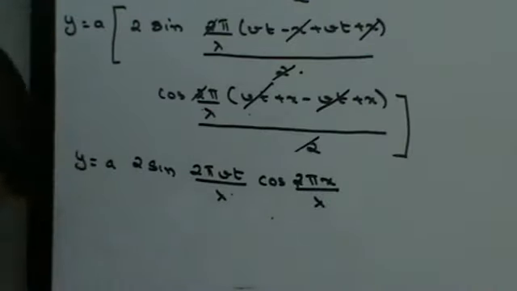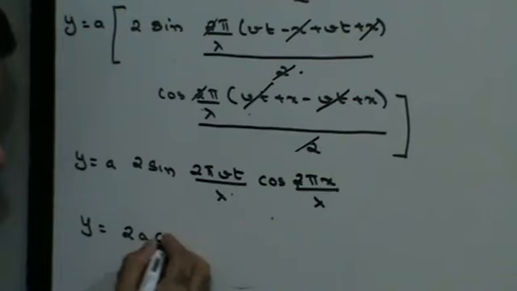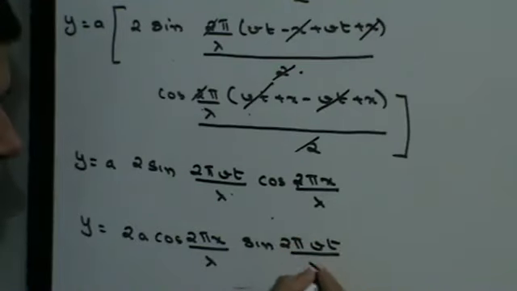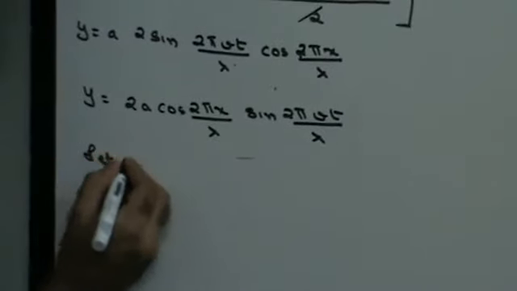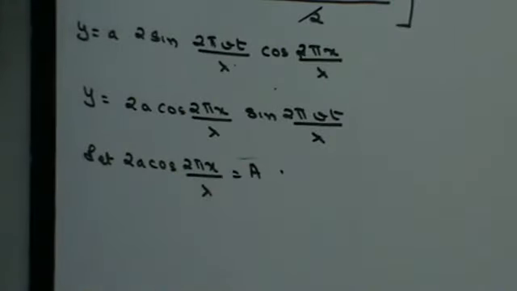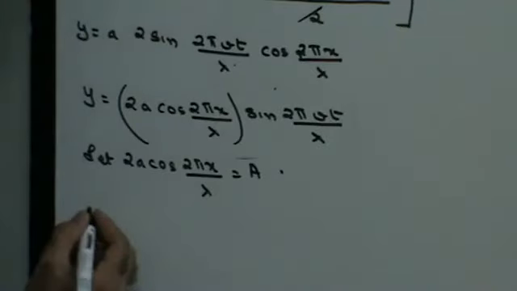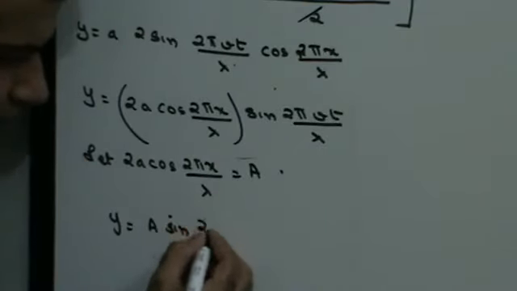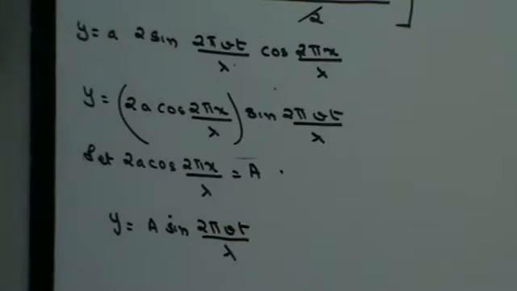Now if I rearrange this, it can be written as y is equal to 2a, let's write the cos term first, cos 2 pi x by lambda, sin 2 pi vt by lambda. Now let us assume that 2a cos 2 pi x by lambda is equal to, say, capital A. Let's assume that this term is capital A. So I'll get y is equal to A sine 2 pi vt by lambda. That is going to be my resultant of two identical waves moving in opposite directions.